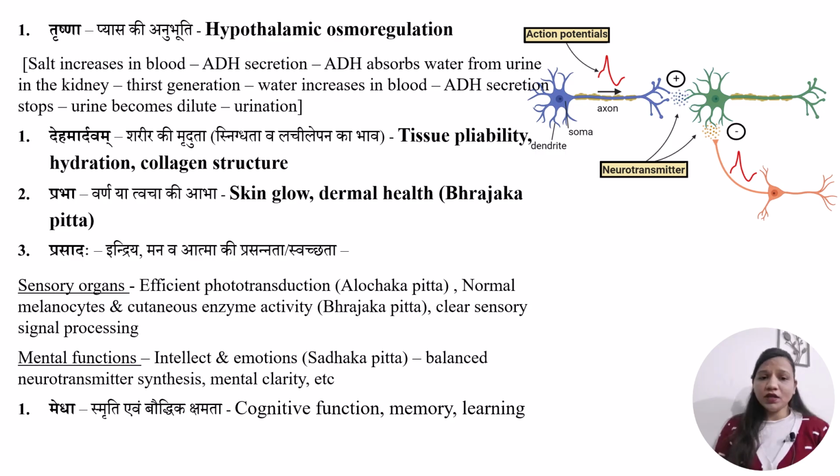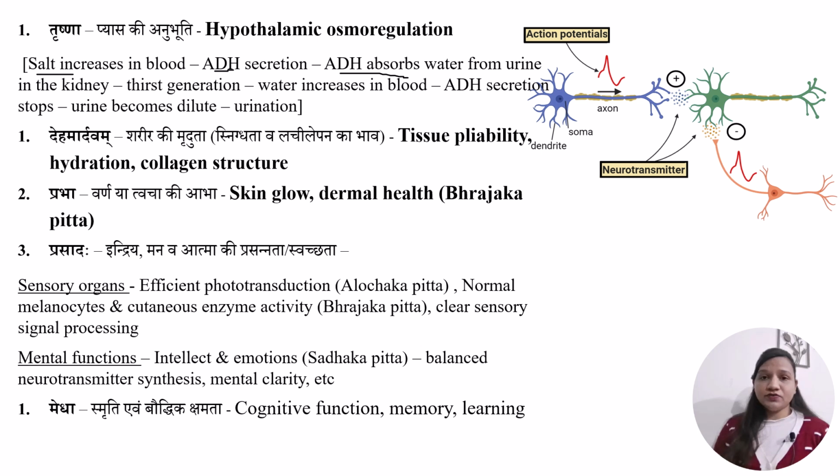Firstly, when the salt increases in the blood, it sends a signal to the posterior pituitary to release a hormone known as antidiuretic hormone, or ADH. So when the salt increases in blood, ADH secretion occurs from the posterior pituitary, and this ADH absorbs the water from urine in the kidney, which makes the feeling of dehydration in the body and makes the person thirsty. It goes for thirst generation.